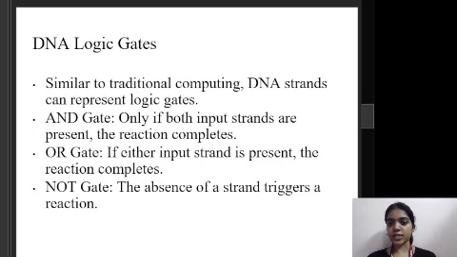DNA logic gates. Similar to traditional computing, DNA strands can represent logic gates: AND gate, OR gate and NOT gate. AND gate is used only if both input strands are present. The reaction completes. OR gate: if either input strand is present, the reaction completes. In NOT gate, the absence of a strand triggers a reaction.